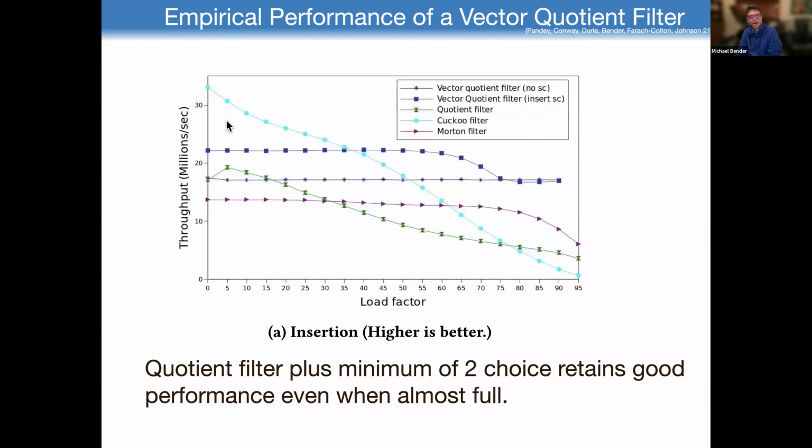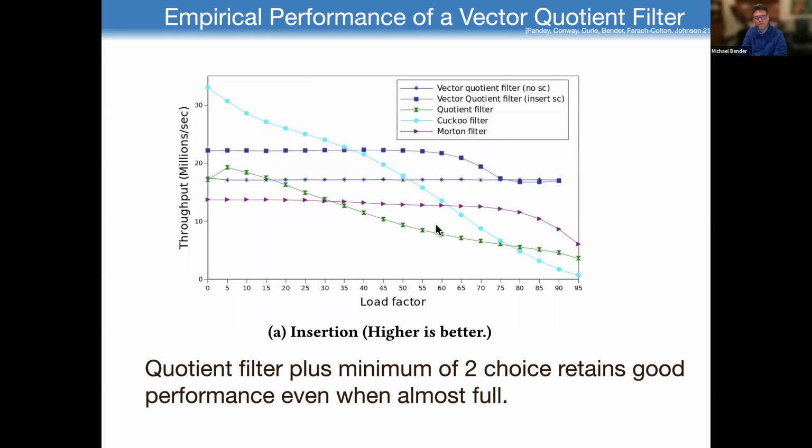And you can see that when the data structure is mostly empty or not too full, the cuckoo filter is really, really good. Then as the data structure gets fuller and fuller, which means more space efficient, the cuckoo filter starts to perform worse and worse because the kickout chains get longer and longer. So different data structures perform differently as you fill them up.